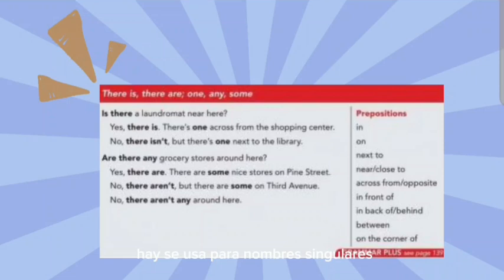There is is used for singular nouns, while there are is used for plural nouns. Some is used in affirmative sentences and offers and requests, while any is used in negative sentences and questions.